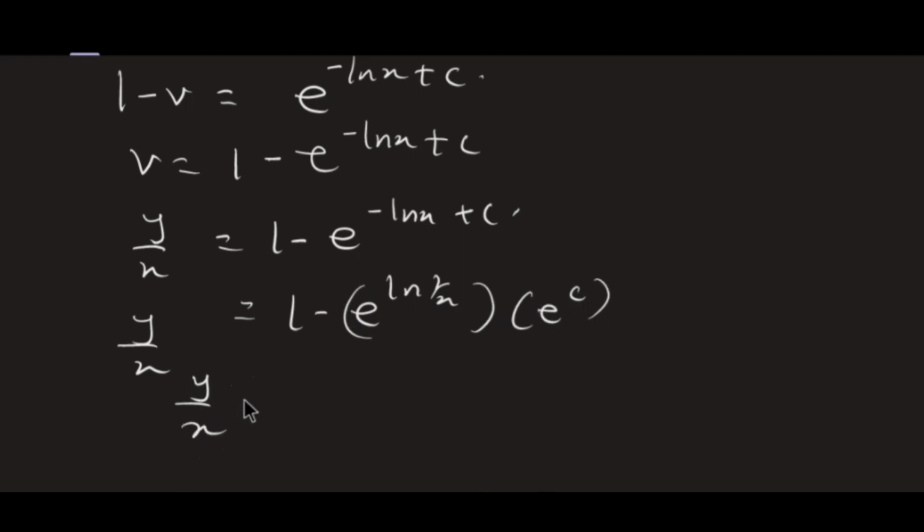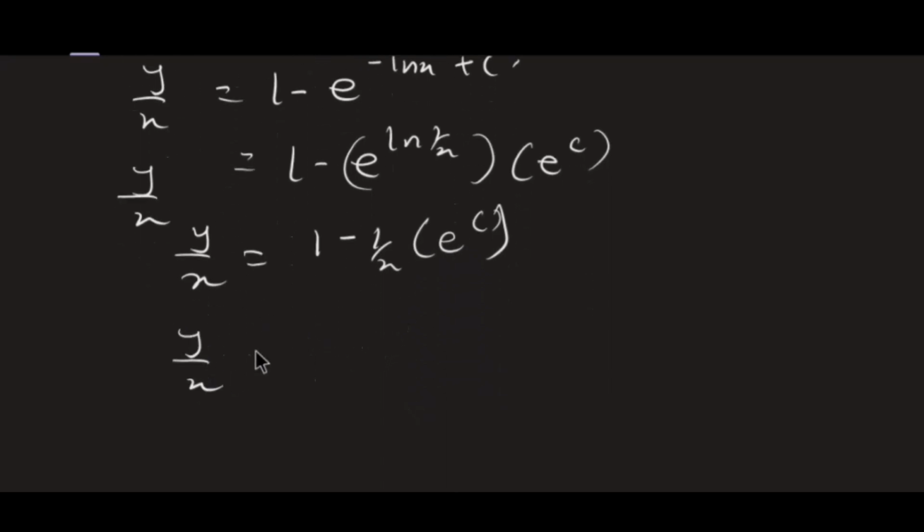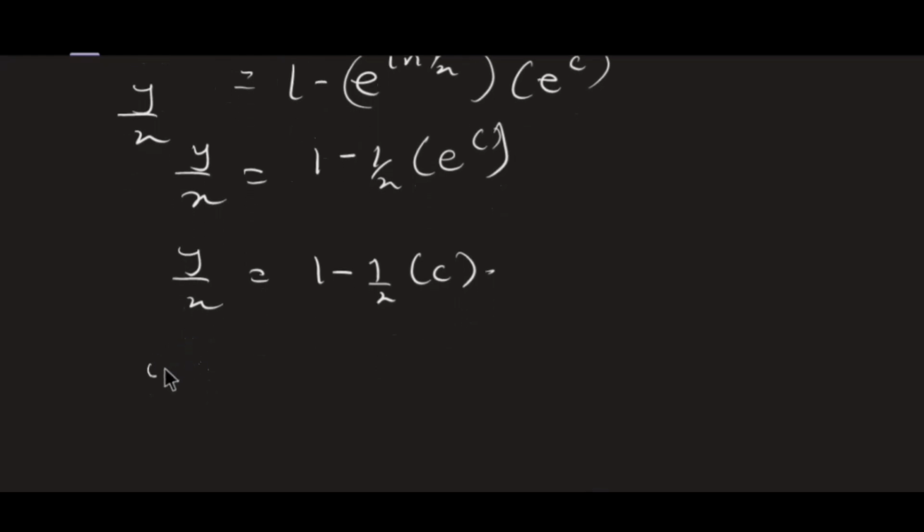Hence, my y over x will be equal to 1 minus, this place becomes 1 over x, like this. Then multiplying e to the power c, which is going to give us c. e to the power c will give us c. So y over x will be equal to 1 minus 1 over x times c. Then I'll multiply through by what? x. So that I'll get y is equal to x minus c. Right. So let's see. So once you have this, our homogeneous differential equation has been solved.